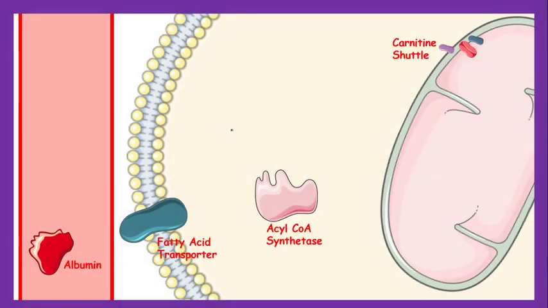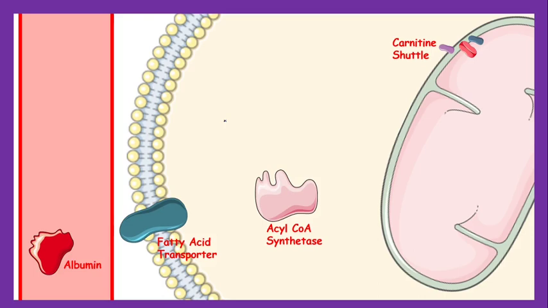Hello everyone, the Nerd Medi here, and in this video we will learn about the Carnitine Shuttle pathway, which is absolutely essential for transport of fatty acids across the membranes of the mitochondria so that they can reach the matrix of mitochondria where they undergo their beta oxidation.